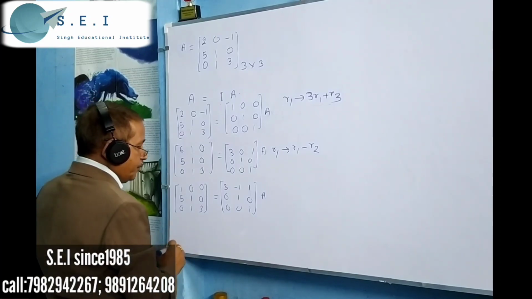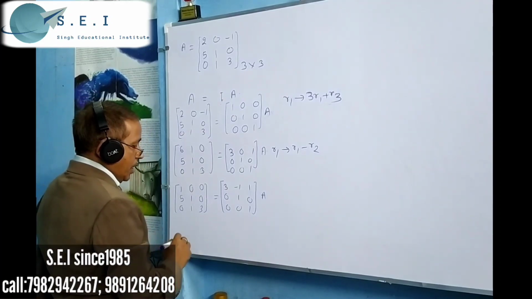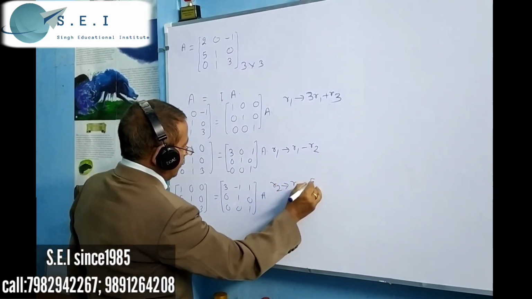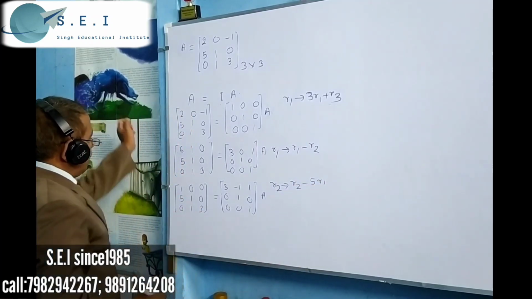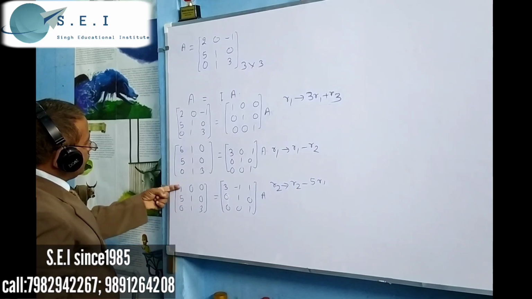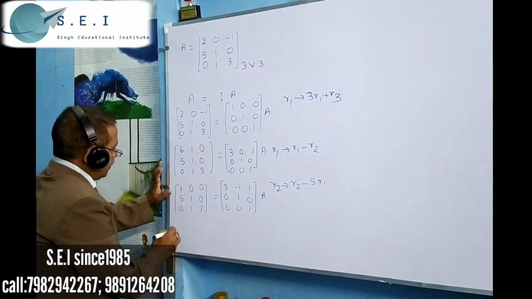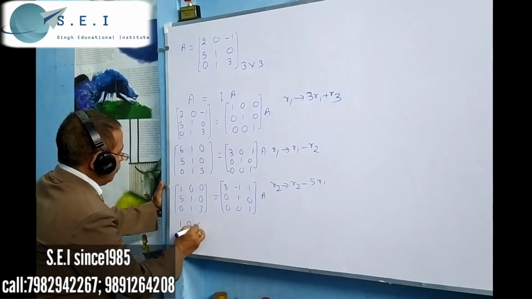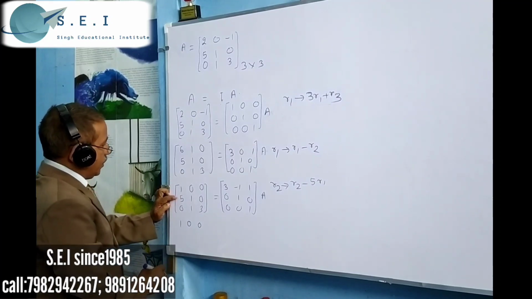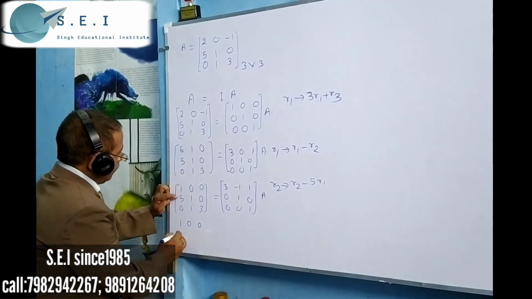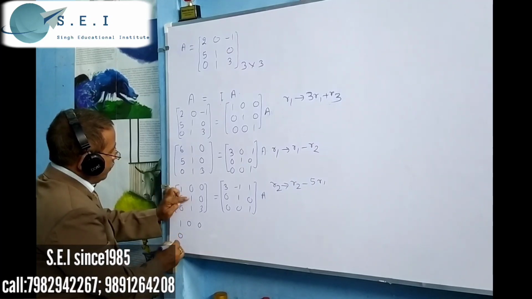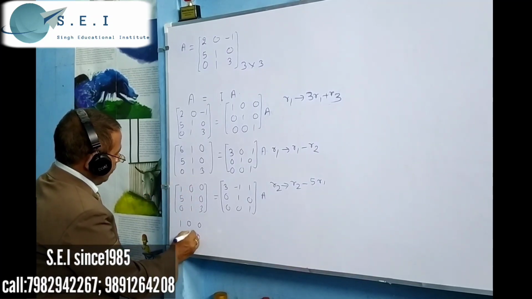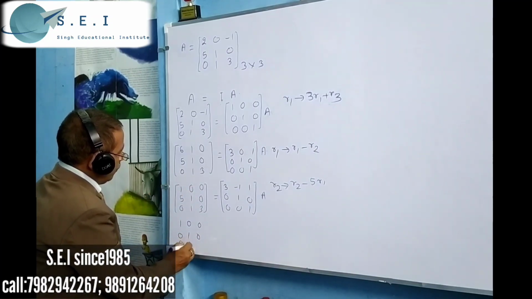The next operation is R2 is equal to R2 minus 5R1. This gives the first row R1 written as it is, 1 0 0, and R2 is equal to R2 minus 5 of R1. 5 minus 5 is 0, 1 minus 5 into 0 is 1, 0 minus 0 is 0. Then 0, 1, 3.